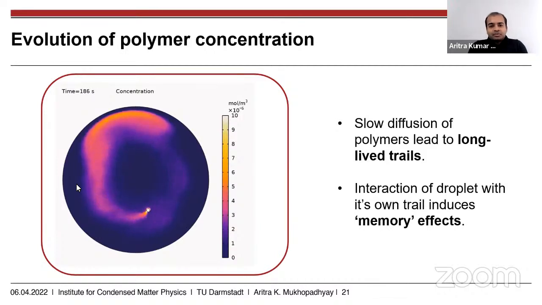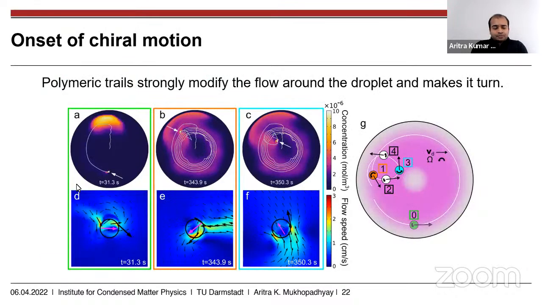This is the concentration profile of the droplet, but what is actually happening in the flow, which takes the droplet from a ballistic movement towards a chiral movement? If you zoom in, we look at the three stages of the droplet motion. In the first panel, A and D, you see both the chemical concentration of the polymer and also the flow field around the droplet in the ballistic phase. If you see the region around the droplet in panel D, the flow field decreases very fast as we go away from the droplet interface.